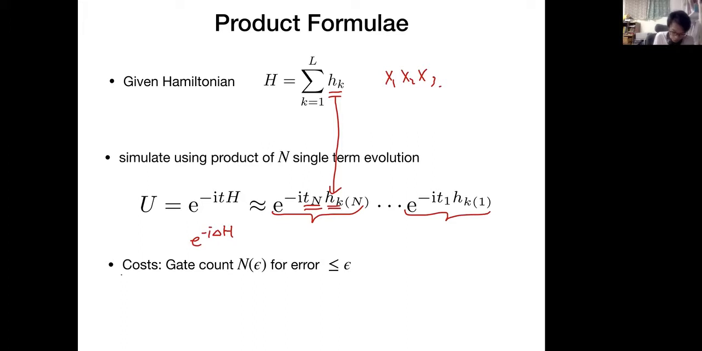Finally, we're interested in the cost in terms of gate count. This is not exactly in terms of the universal gates, so we're just counting these. To turn to universal gates, you just have to multiply by some factor, and we're just going to drop that factor for this talk.